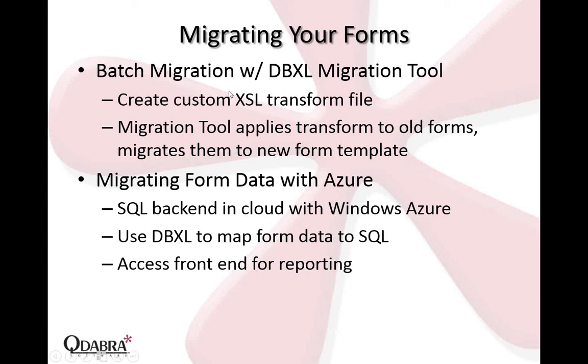What you do is you create a custom XSL transform file, and I'll crack one of those open for you in a little bit. And then when you open up the migration tool, you simply tell it to apply that transform to all of the old forms in the old library and migrate all that data into new forms associated with a new template. And that's it.